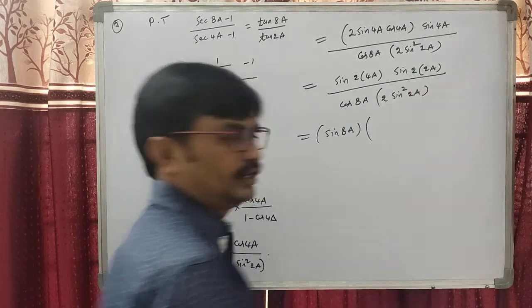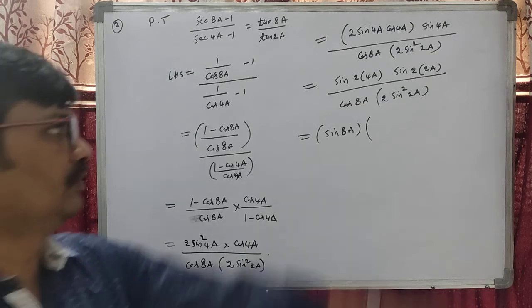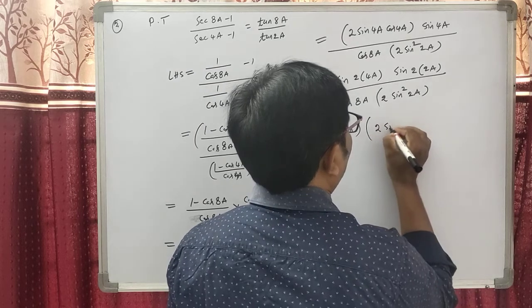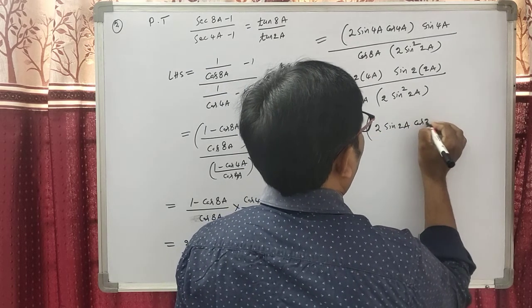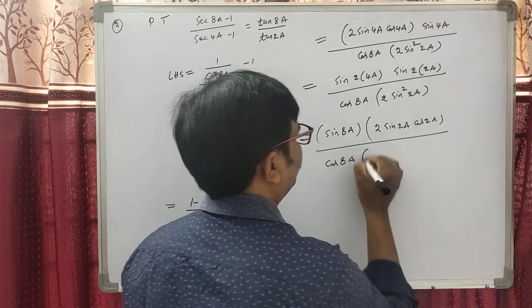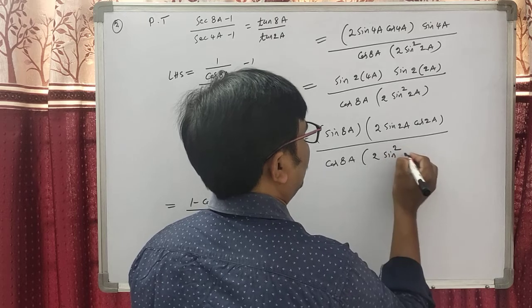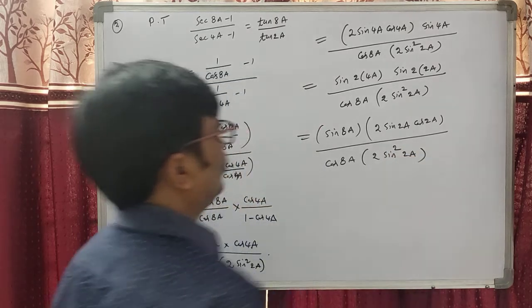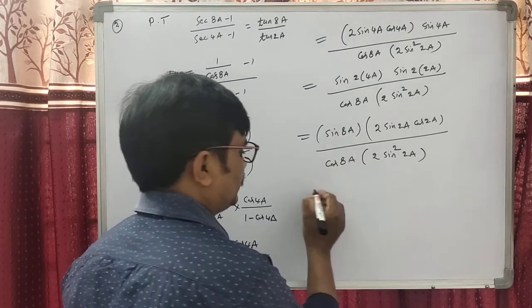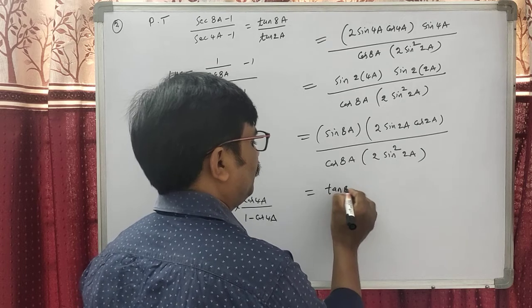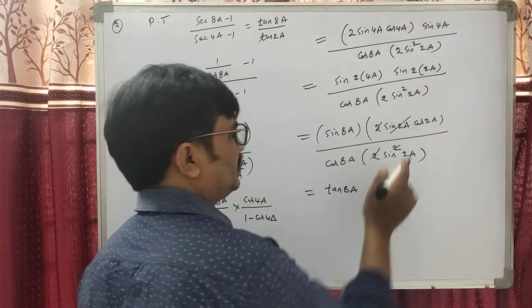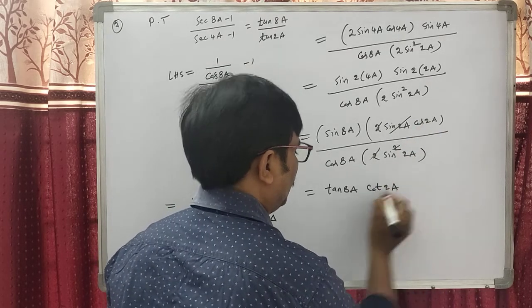Sin 2a is of the form 2 sin a cos a. Therefore 2 sin 2a cos of 2a upon cos of 8a, and this is 2 sin square 2a. So my dear students, sin 8a by cos 8a is tan of 8a. The 2 cancels, one sin 2a cancels, cos 2a by sin 2a is cot of 2a.